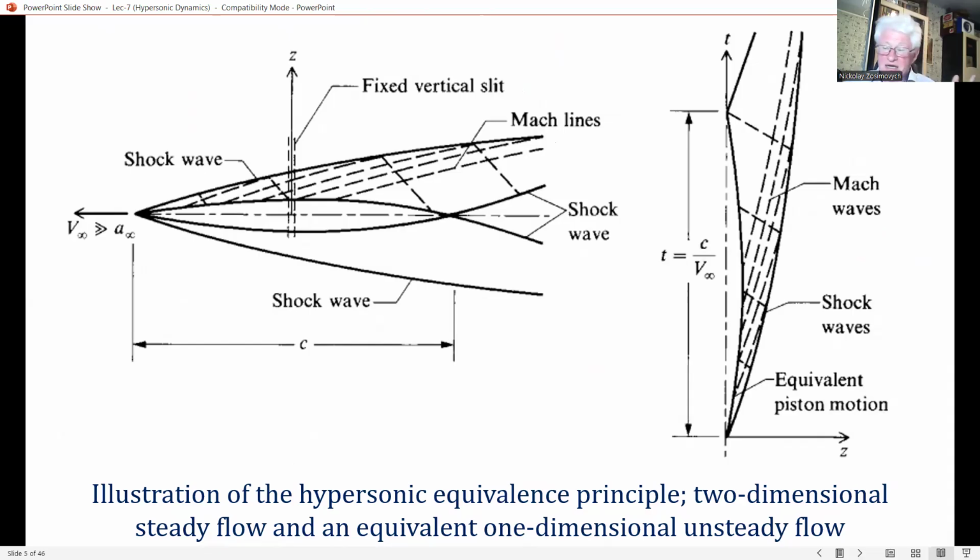The case shown at the right part of this figure. All of these exist in the classical literature. The important point here is that a solution to the unsteady flow shown at the right of this figure does indeed exist in the literature. And because of the hypersonic equivalence principle, this solution can be carried over directly to the hypersonic steady flow, as you can see on the left part of this slide.